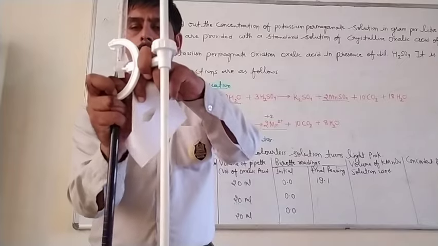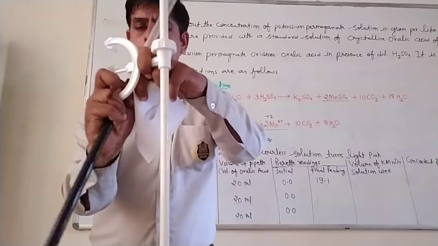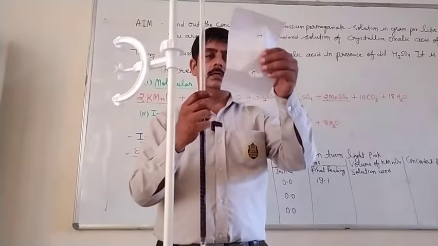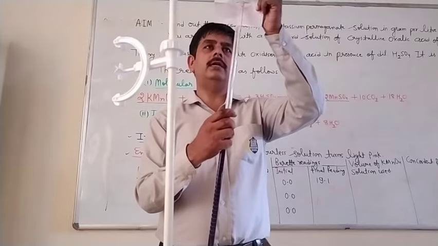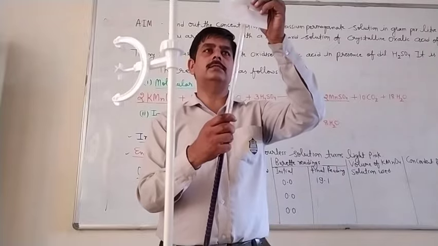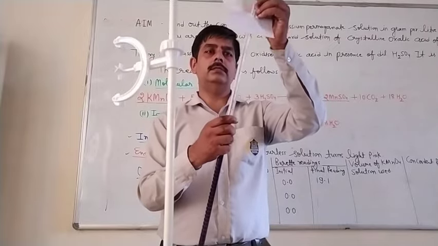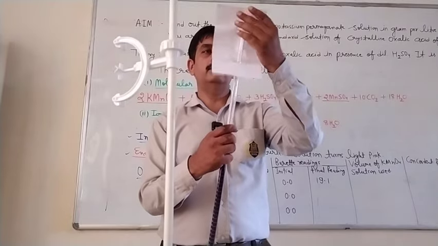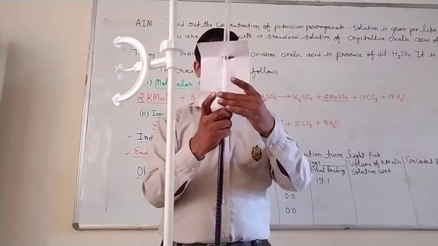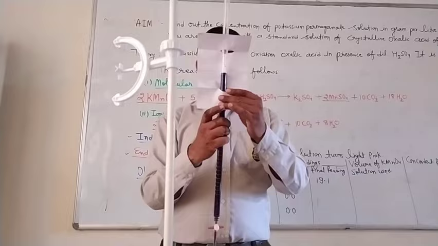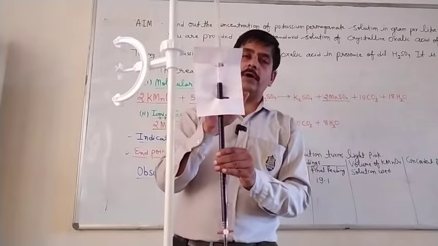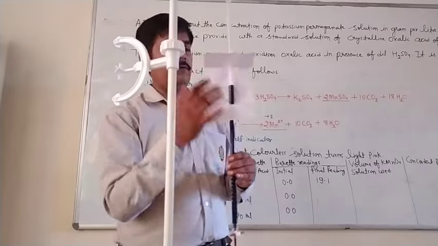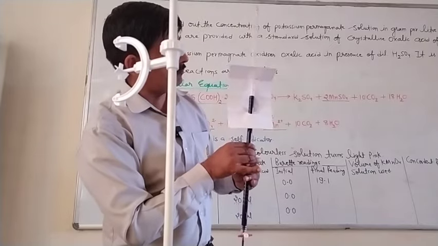Let me use it like this. So what you have to do is use this anti-parallax paper like this. This is the use of anti-parallax paper, and using it now you can see the reading because you have a white background behind, and you can easily read and find the reading here, what reading we have.